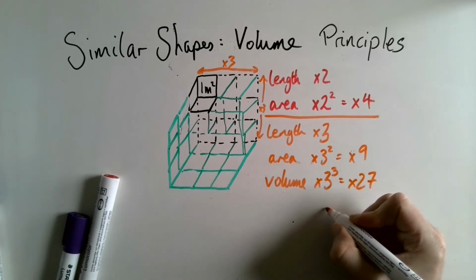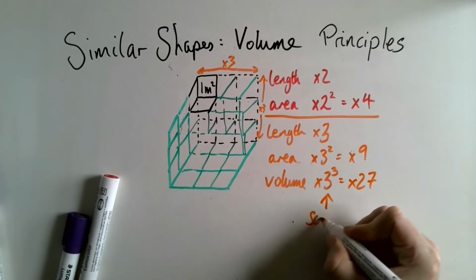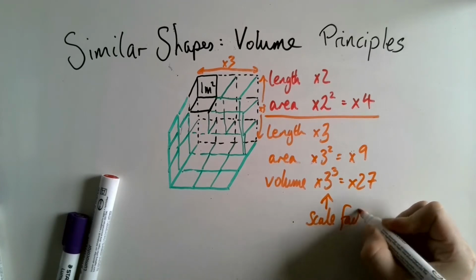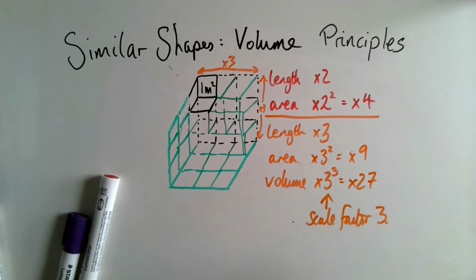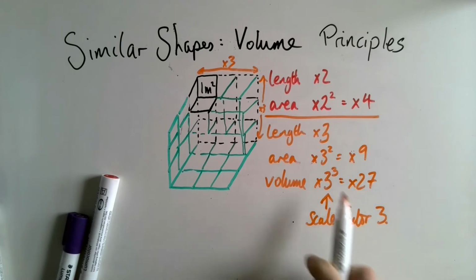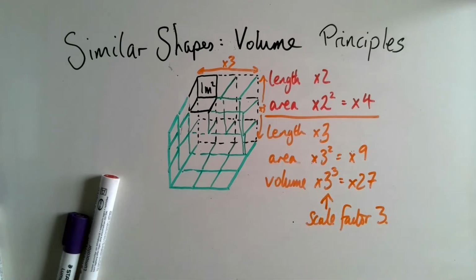So scale factor 3 is another way of doing it. The scale factor tells you how many times the dimensions have increased, so that will work for the lengths, comparing the lengths of any similar 3D shapes.